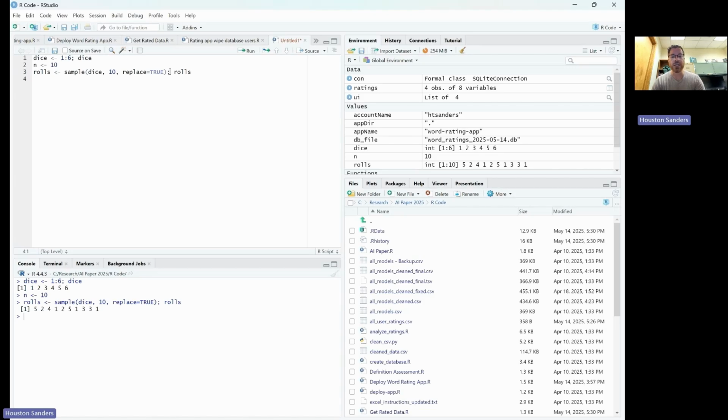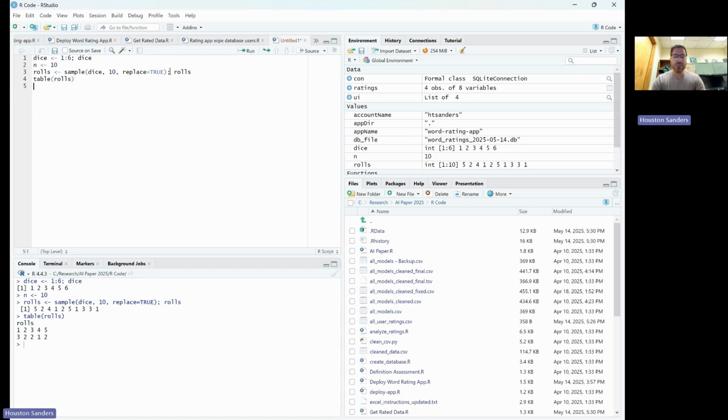Okay, so we rolled our die. The first roll, we got a 5. Second roll, we got a 2, then 4, 1, 2, 5, 1, 3, 3, 1. Now I'm going to create a table to show our rolls. And you'll see that we got 1 3 times. We got 2 2 times, 3 2 times, 4 1 time, and 5 2 times.